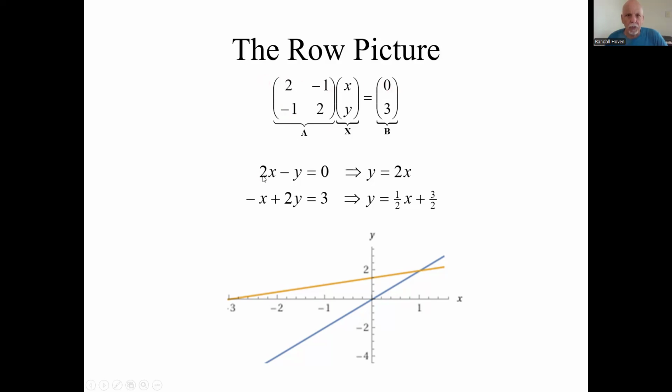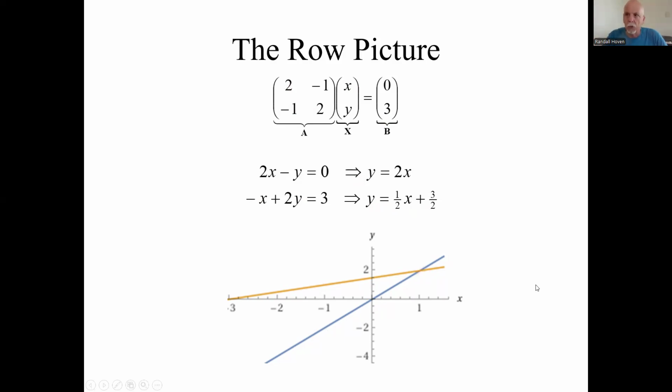The top row is just the equation itself, 2x minus y equals 0. One equation and 2 unknowns is a line in the xy plane. I can formulate it as y as a function of x. Same thing with the other row. It's another equation. It's an equation of a line. This top row, its equation is this blue line. The bottom row, its equation is this orange or yellow line. And where they meet is the solution.